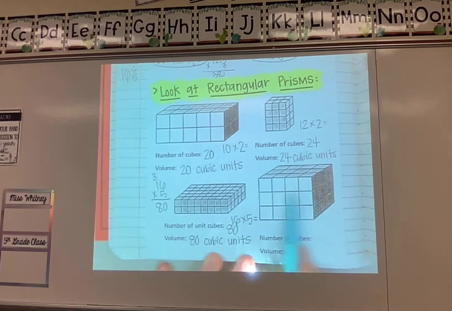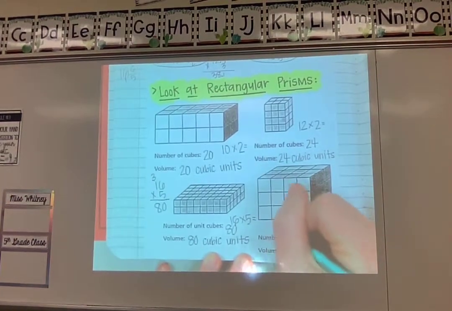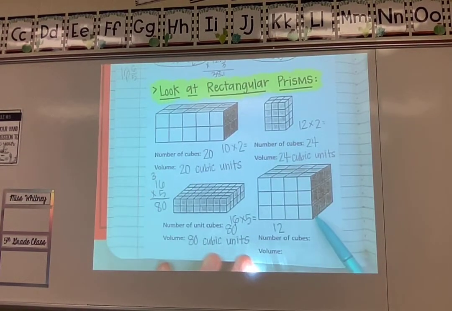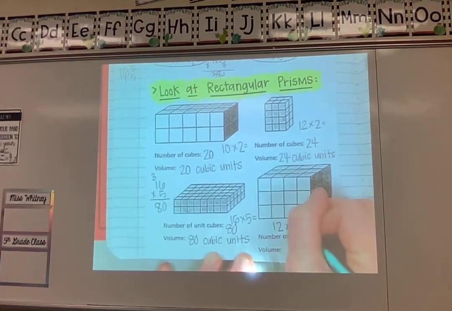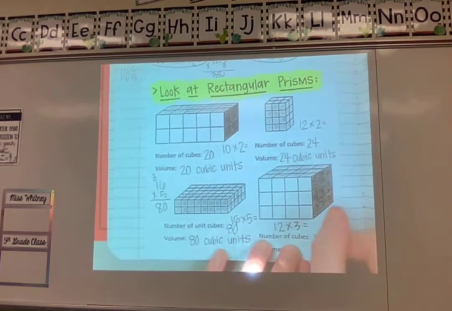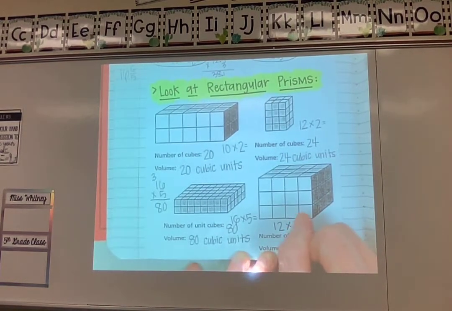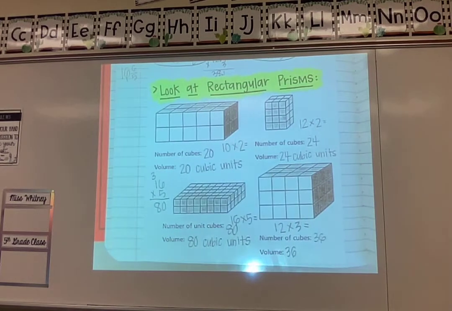Okay, we have one more here. First, I'm going to count the front layer that I can see. 1, 2, 3, 4, 5, 6, 7, 8, 9, 10, 11, 12. So there are 12 cubes in each layer. And then I'm going to look, how many layers are there going back? There's 1, 2, 3. So it's 3 layers thick. So I need to do 12 times 3 because each one of those layers going back is going to have 12 blocks in it. So 12 times 3 is 36. So there's 36 cubes that can fit into my rectangular prism there, which means my volume would be 36 because it's the same number of cubes.